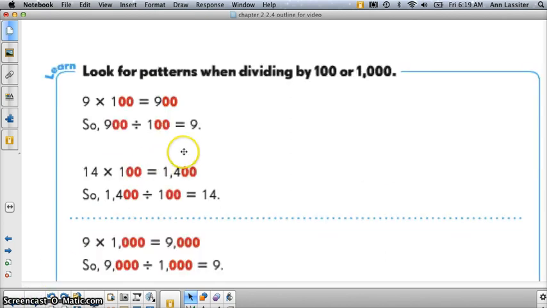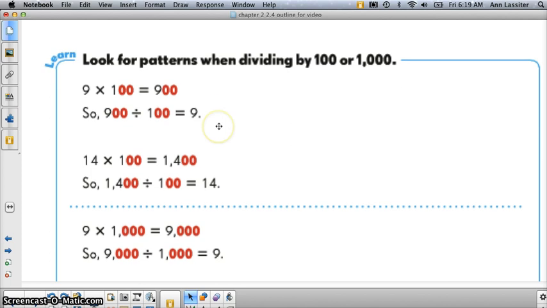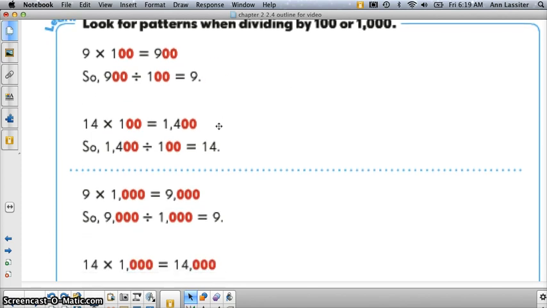Now, as we did in the multiplication unit, we went then to look at multiplying by 100 or 1,000. So now we're going to look at dividing by 100 or 1,000. Again, it's the same concept for division as it was for multiplication. However, this time, when you divide by 100, you're dividing by 10 2 times. So instead of moving things one space to the right, we are going to move things 2 spaces to the right. And 1,000, similarly, will have 3 spaces to the right.